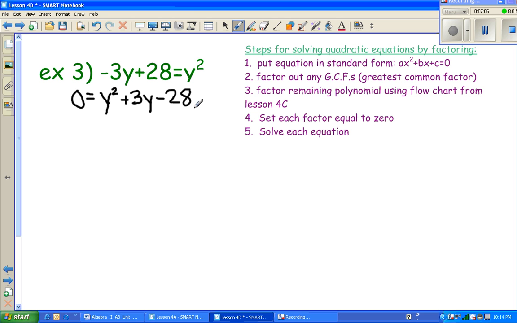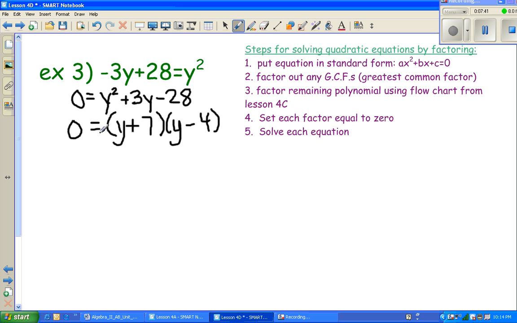No GCFs. Factor the remaining using our chart. So we're looking for two numbers that multiply together to give us a negative 28 that add together to give you a positive 3. Now you know if your product is negative, you're going to have one of each. So what numbers would give us 28? 7 and 4. We want the larger one to be positive. That way we'll end up with a positive 3.